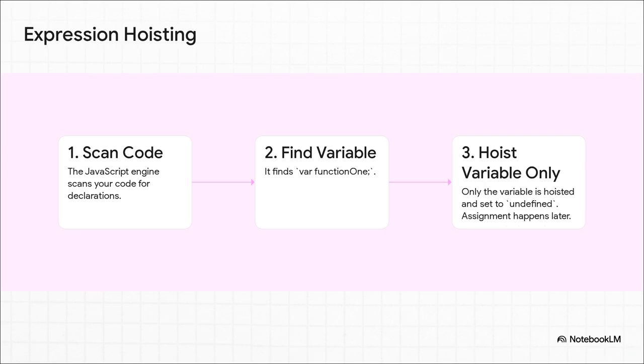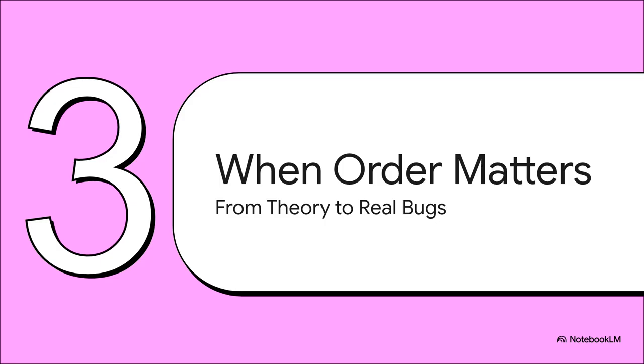It's like it's been there, fully ready to go from the very beginning. But for a function expression? Oh, it's a totally different story. The engine sees var function1 and says, okay, I'll hoist that variable declaration, and that's it. So the variable function1 exists at the top, but its value is undefined. The actual function part doesn't get assigned until the code execution physically hits that line.